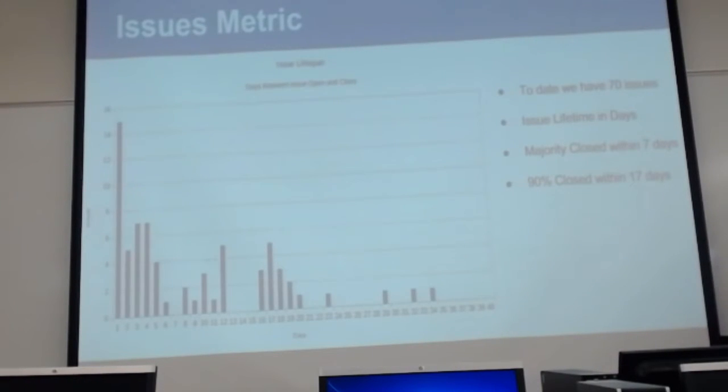The big points are over here on the right. We have 70 issues in total. The majority were closed within 7 days. That means 50% were closed before the 7-day mark. 90% were closed within 17 days. So that gives us an idea of how responsive we were to bugs and issues that cropped up along the way.